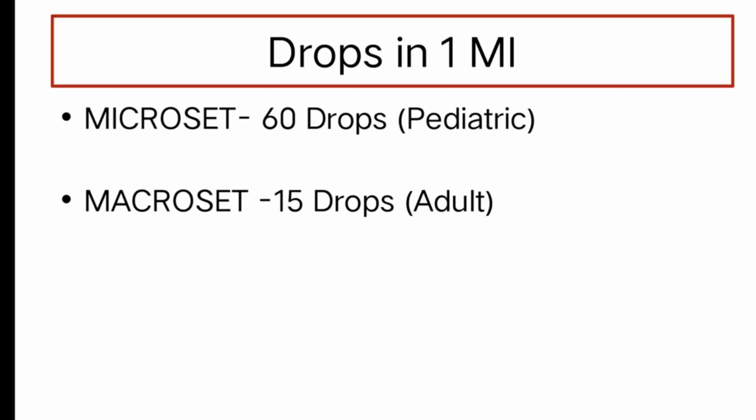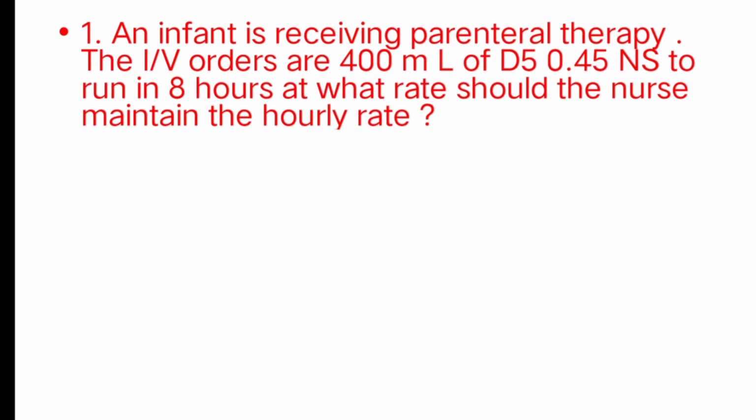Drops in 1 ml: for microset we use 60 drops, mostly for the pediatric population. Next, for adults, it is macroset with 15 drops. Sometimes in certain questions they will not give you the drop factor. In that case, this is the standard one: we use 15 drops for adults and 60 drops for pediatrics. Sometimes they give the drop factor in the question itself.